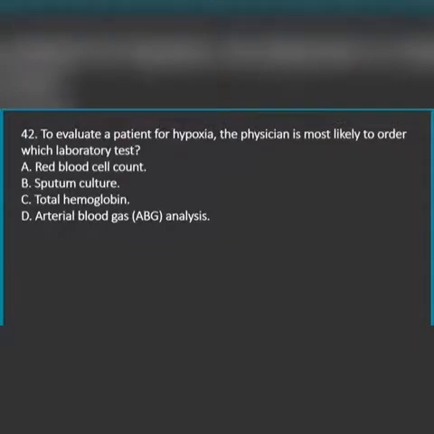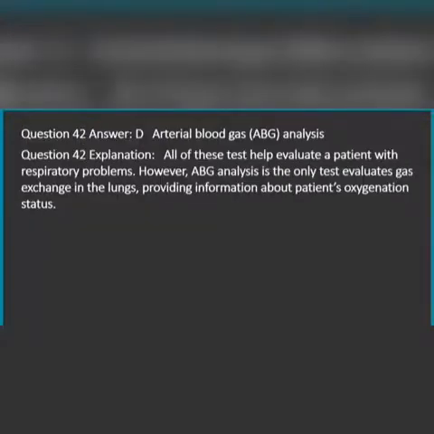Question 42. To evaluate a patient for hypoxia, the physician is most likely to order which laboratory test? A. Red blood cell count. B. Sputum culture. C. Total hemoglobin. D. Arterial blood gas, ABG, analysis. Question 42. Answer: D. Arterial blood gas, ABG, analysis.